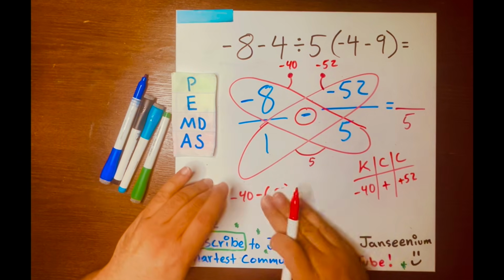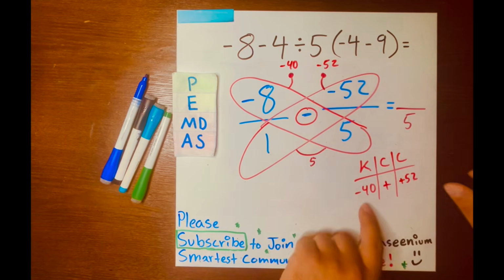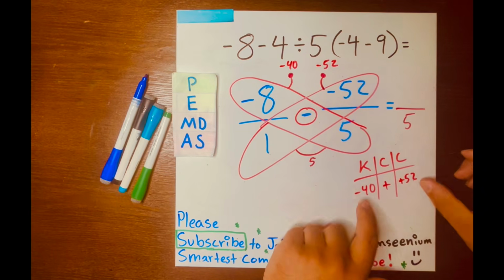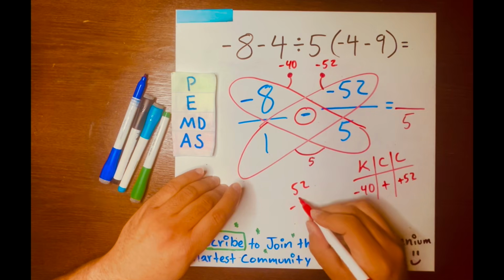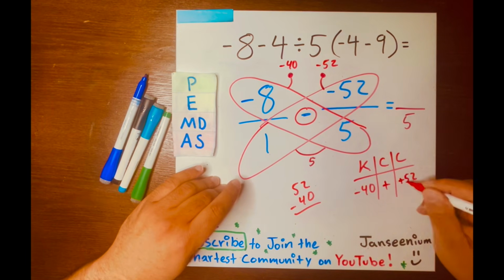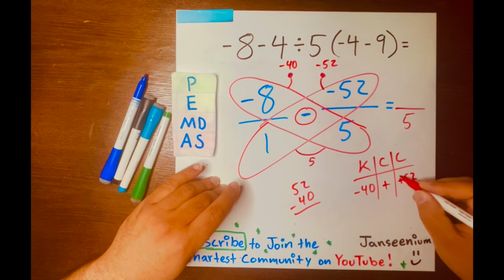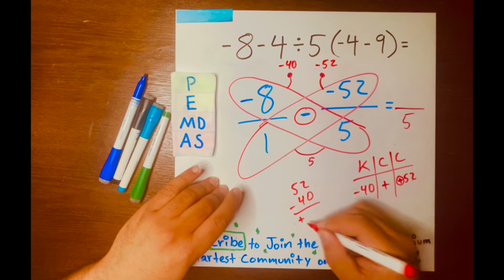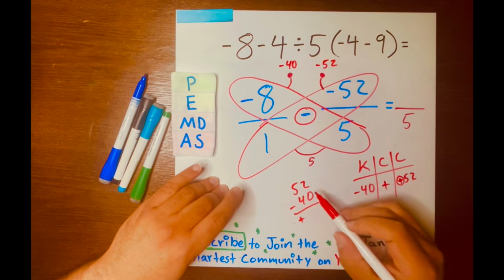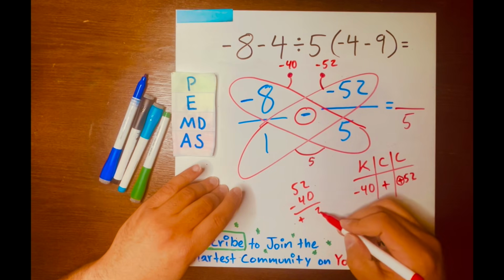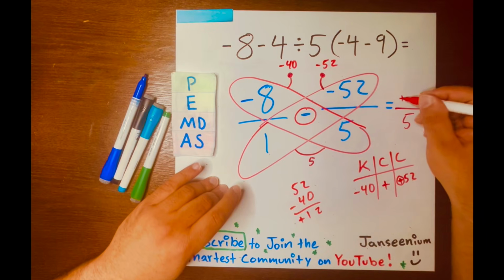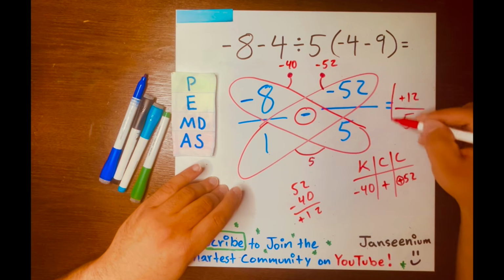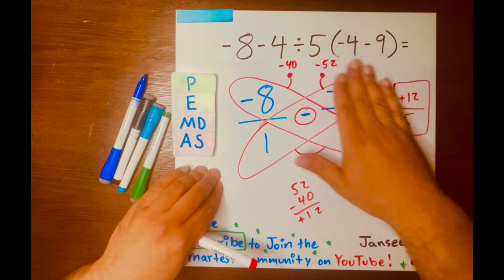And now we apply the addition rule, which states anytime you're adding two numbers with different signs, you subtract and keep the sign of the bigger number. So 52 is bigger than 40, so I keep the positive sign. And 52 minus 40, so 2 minus 0 is 2. 5 minus 4 is 1. So your numerator is positive 12. And this cannot be broken down further. 12 over 5 is your final answer.